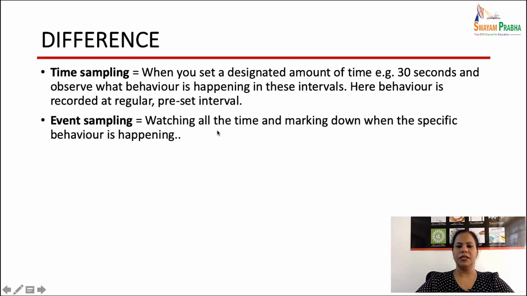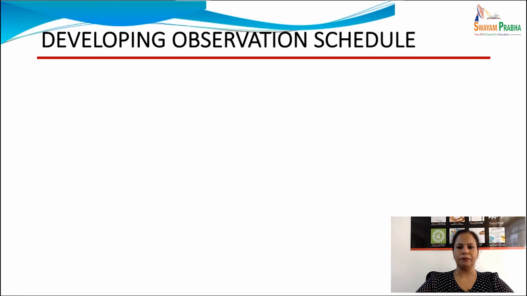And event sampling is watching all the time. You are observing the person all the time, and you will be marking down when the specific behavior is happening. Here you observe for a continuous period of time, but if a specific behavior which is useful for your research study happens in the natural setting, you will document it. This is the difference between time sampling and event sampling.